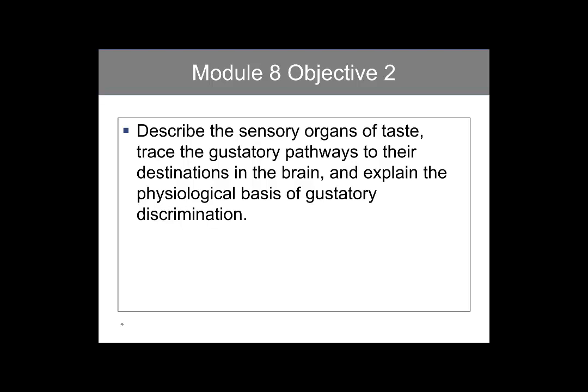Module 8, Objective 2: describe the sensory organs of taste, trace the gustatory pathways to their destinations in the brain, and explain the physiological basis of gustatory discrimination.